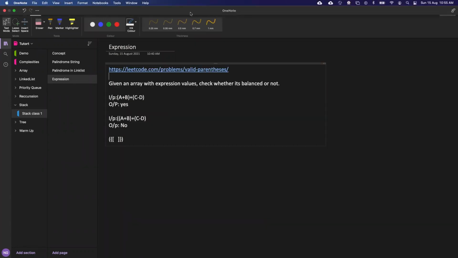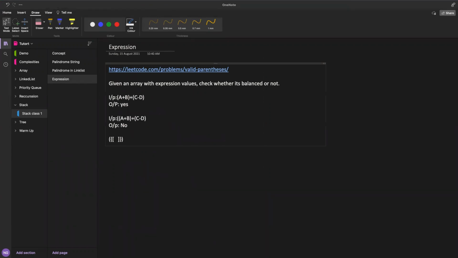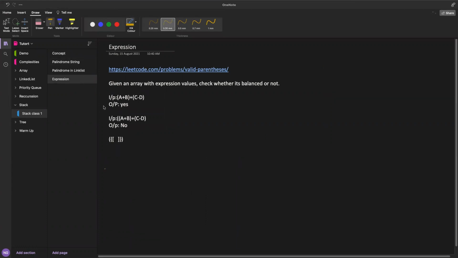Guys, are we done? Is it clear how we can solve this? What we can do, we can maintain a stack. Guys, listen to me. How can we solve this? Okay. What we can do, we can maintain a stack.